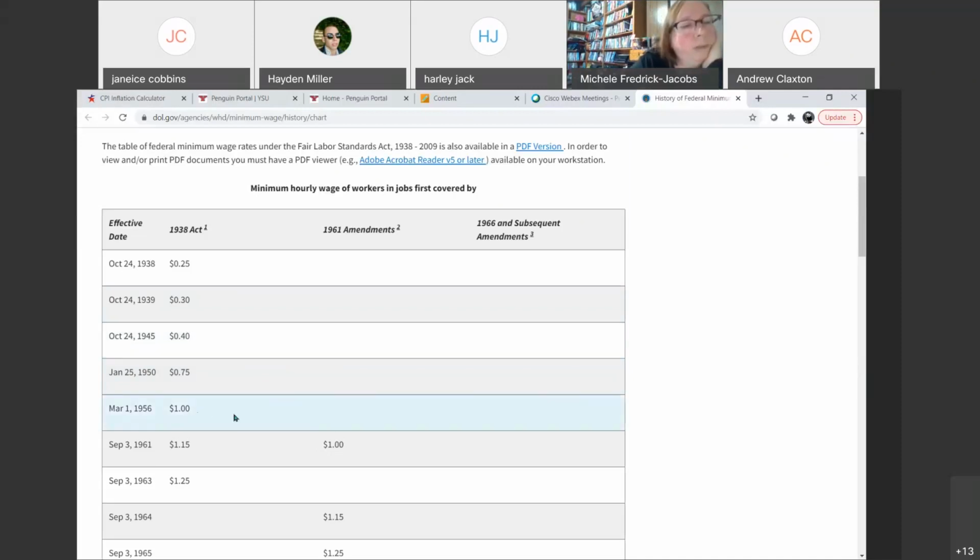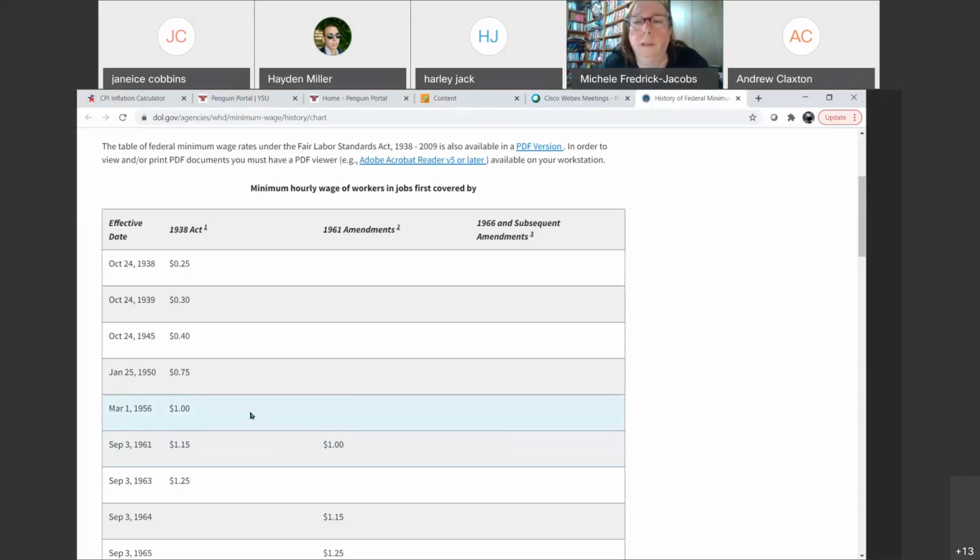So if we wanted January 1960, January 1960 would be between these two. So it was $1. It didn't change until September of 1961. So January 1960, it would still be $1. Any questions on the hourly minimum wage?